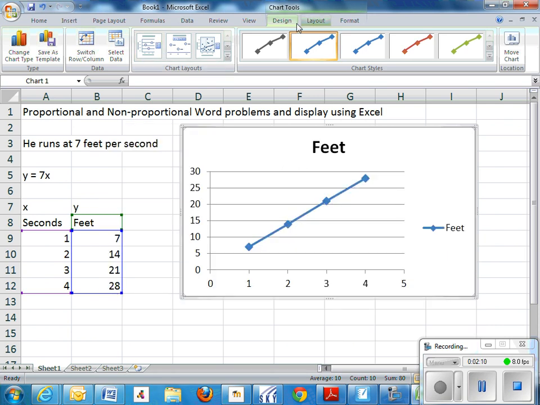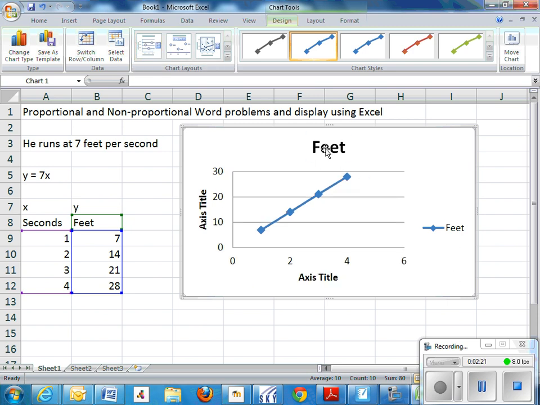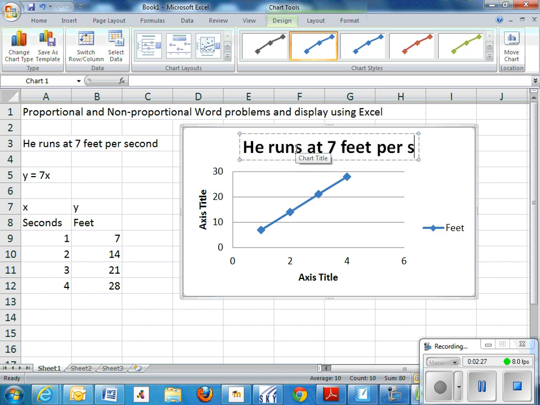We also need to click on the word Design. Make sure you click on the charts, make sure the Design tab is showing, and click on the one so that you can see all the information going around it. Change the title to your word equation. He runs at 7 feet per second.